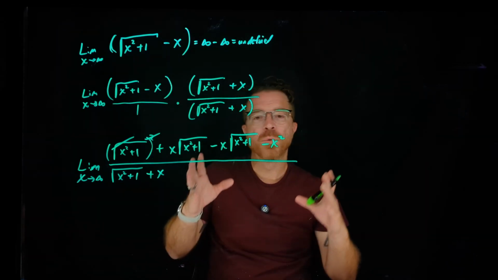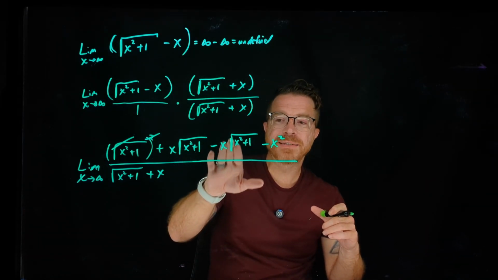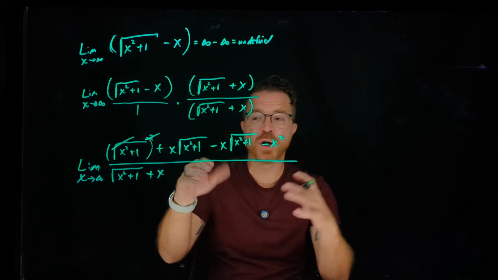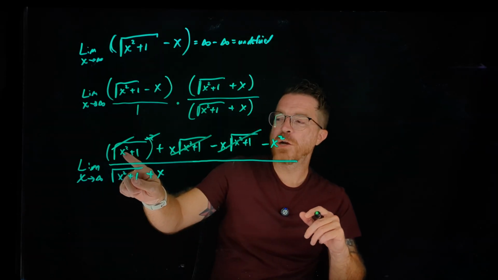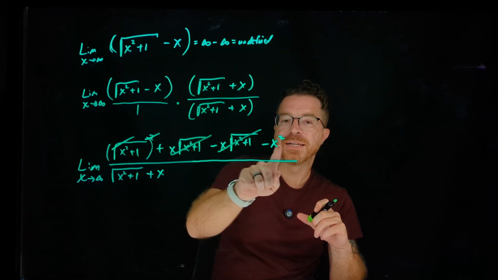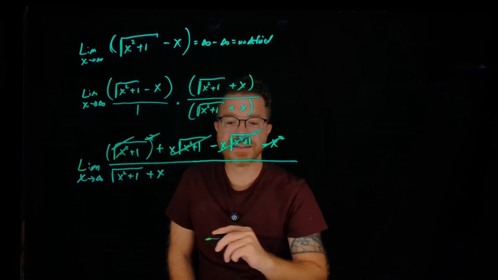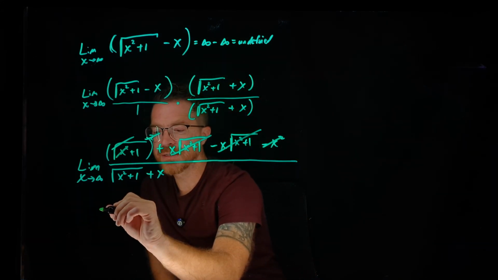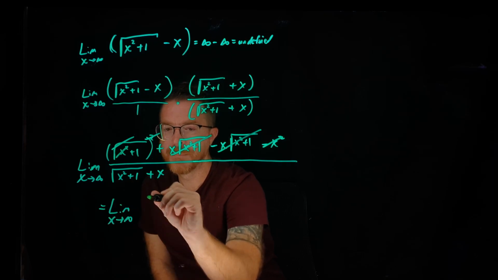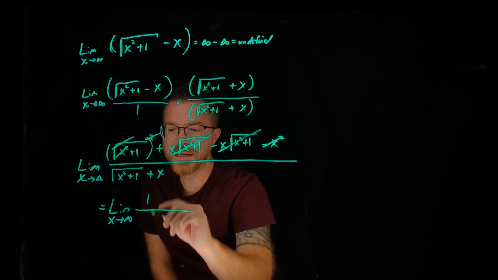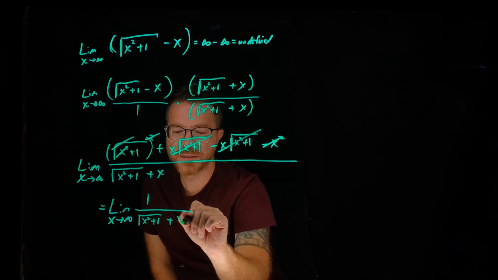So now looking at this, what do we have? Well, we have x times the square root of x squared plus 1, minus x times the square root of x squared plus 1. These are the same terms, a positive and a negative, so these two will cancel with each other. And if you remember, here we had x squared plus 1 minus x squared, so this x squared is going to cancel with this minus x squared. So this is going to leave us with the limit as x approaches infinity of 1 divided by the square root of x squared plus 1 plus x.